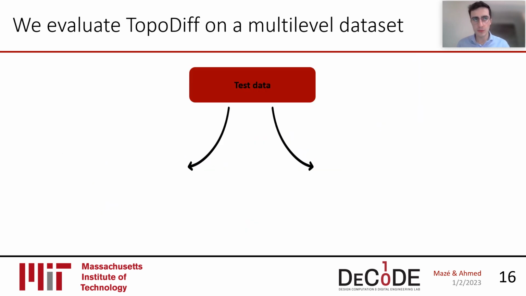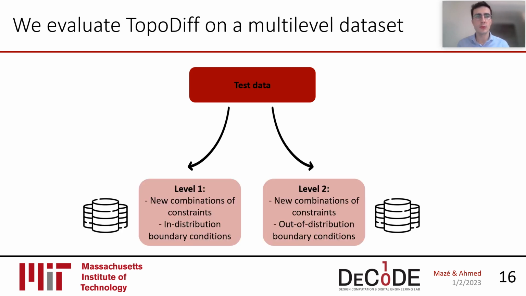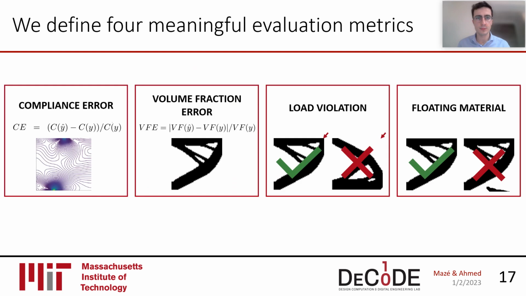To test Topo Diff, we introduce a dual-level test dataset. Level 1 and Level 2 contain new combinations of constraints and therefore new topologies. But Level 1 contains in-distribution boundary conditions, whereas Level 2 contains out-of-distribution boundary conditions. To replace MAE and MSE, which do not matter for topology optimization, we introduce 4 meaningful metrics.